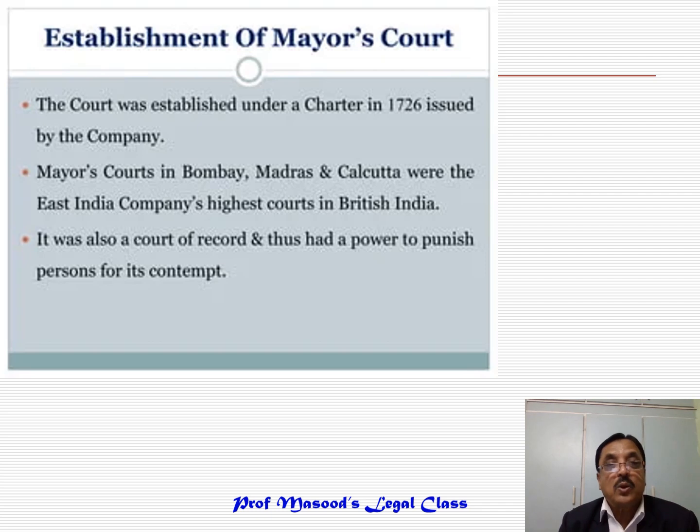Establishment of Mayor's Court. The court was established under the charter in 1726, issued by the company. Mayor's Courts in the presidency areas, that is Bombay, Madras and Calcutta, were the East India Company's highest courts in British India. They started in the presidency towns, and these are the three cities at that time: Bombay, Madras and Calcutta. It was also a court of record, thus had a power to punish a person for its contempt. So it had the power to give judgment and punish, and even go for contempt, if any.